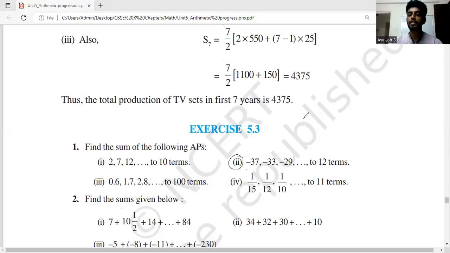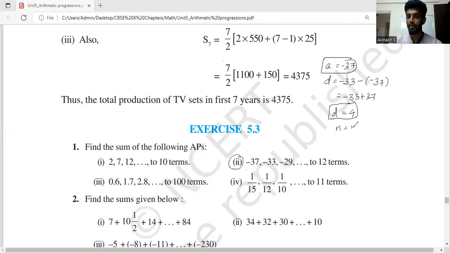When it comes to the second subdivision, the value of a is minus 37. And the common difference is minus 33 minus of minus 37. So the next step, this becomes minus 33 plus 37. So therefore, the common difference will be plus 4 because the bigger number has a positive sign. So this is the value of d and this is the value of a. And then n value is 12 because we have to find till the 12th term. So now Sn, that is S12, because the value of n is 12.